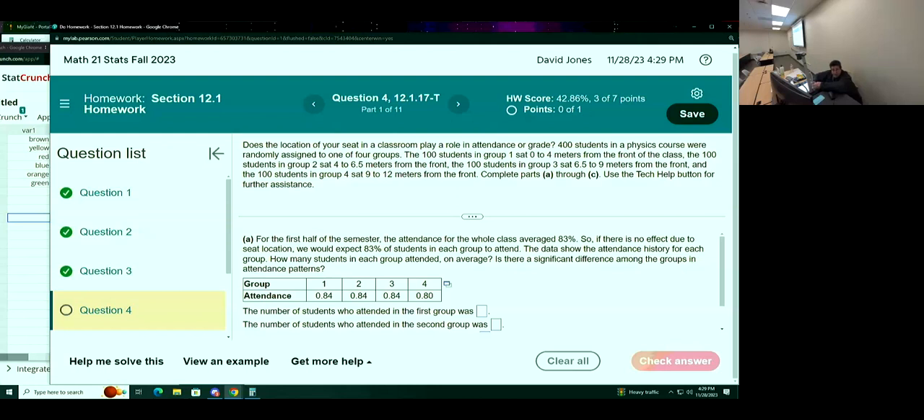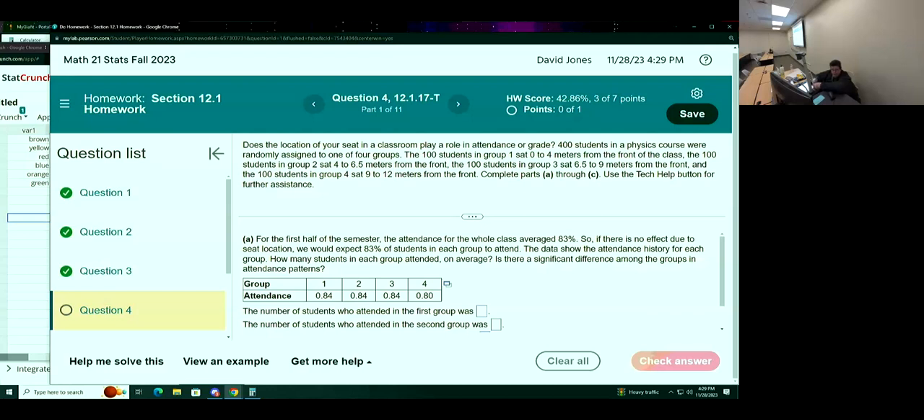So group 1 sat 0 to 4 meters from those, so they're the front row. 100 students sat in the front area, the front 2 rows. Then 100 more students sat in the next 2 rows, and then 100 more students sat in the next 2 rows. And the back section had 100 students in the back. And they wanted to see if seat location plays a role in attendance or grade.